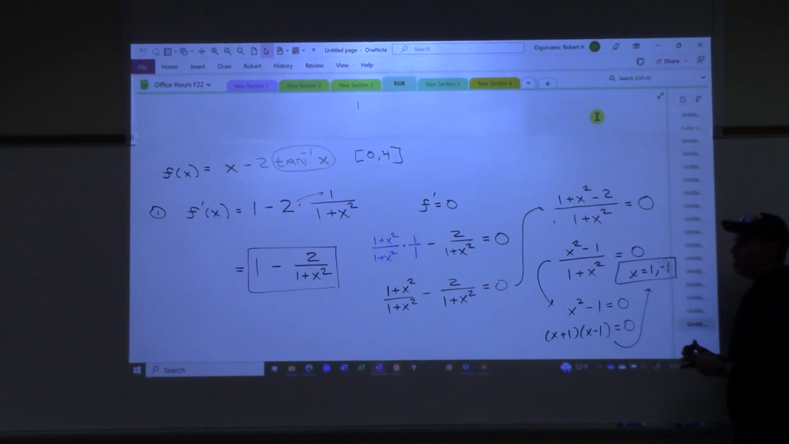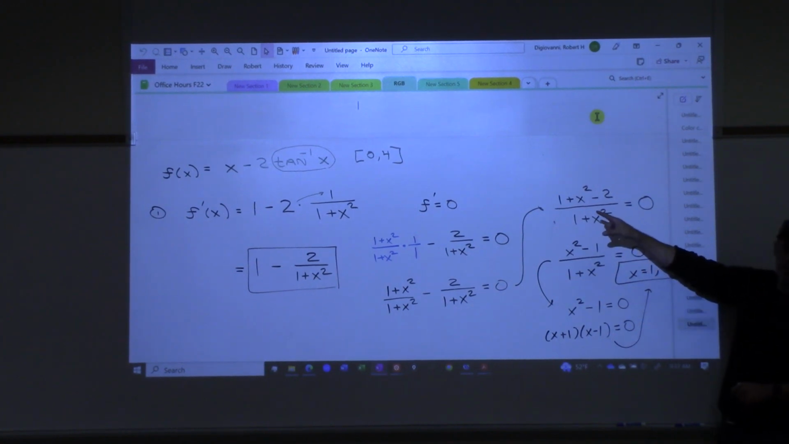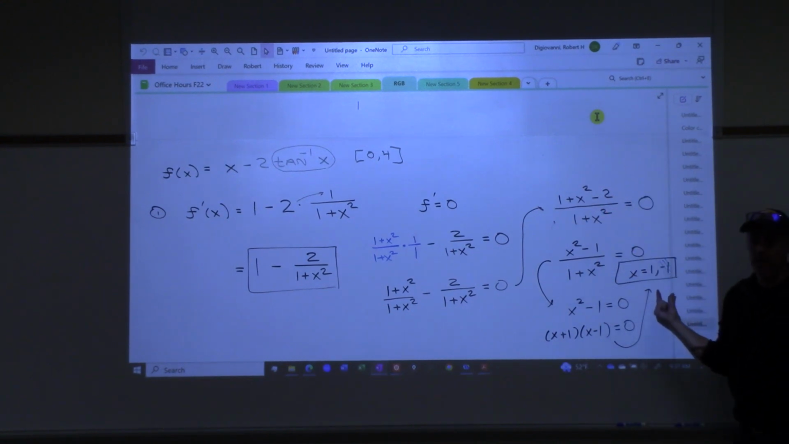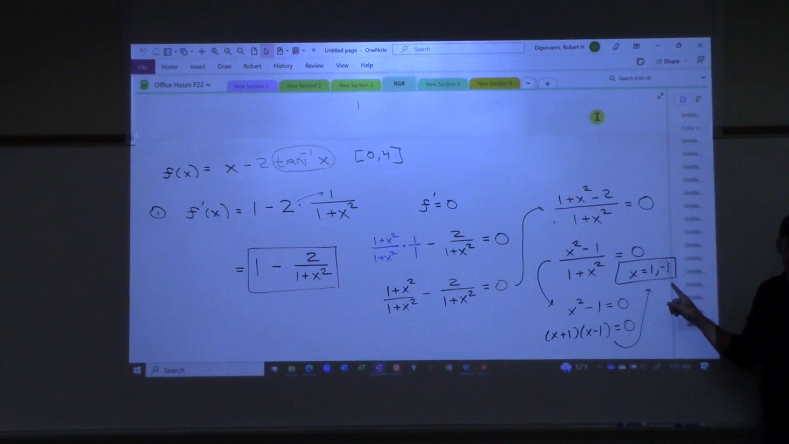Please don't be thinking, oh, anytime it's negative, I throw it out. That's not what I'm saying. You have to check to see if it lives in the interval or not. So if that interval went from negative 4 to 4, we'd keep them both, right? But it goes from 0 to 4, so I'm only keeping the positive answer.